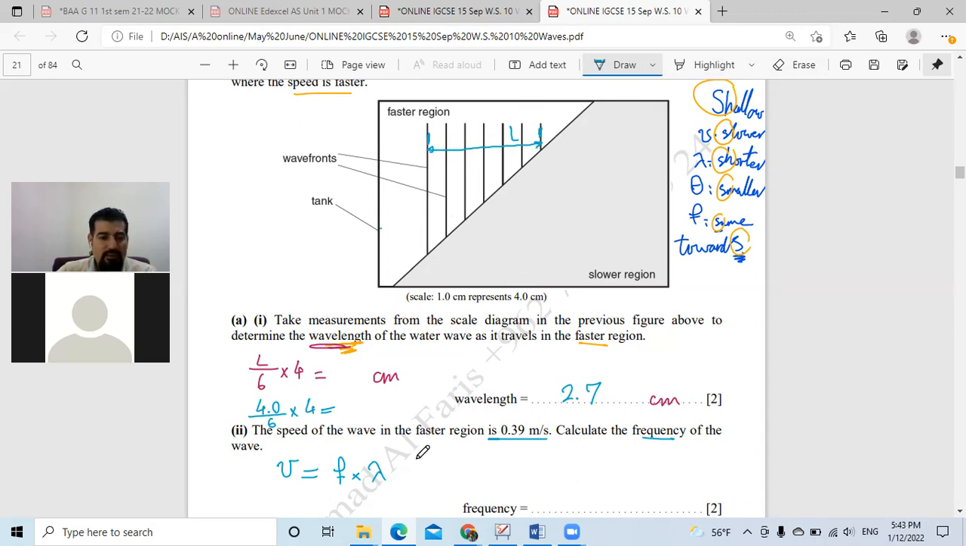Some of you send me 4. Some of you send me 3.8. Some of you send me another 4. Who else? Okay, 4.2. You see? You are talking about the same question, but different printers. Each one of you made a printout from different printers. That's why some of you have a bigger scale, some a smaller scale. Most of you sent me 4. So that's why I said 4 here. The length here is 4 centimeter.